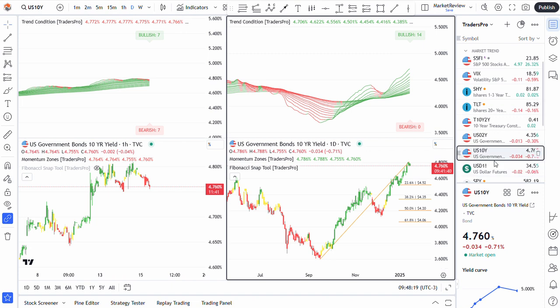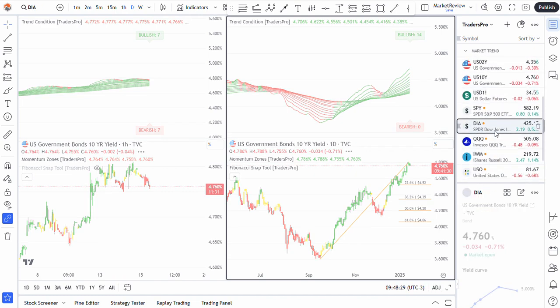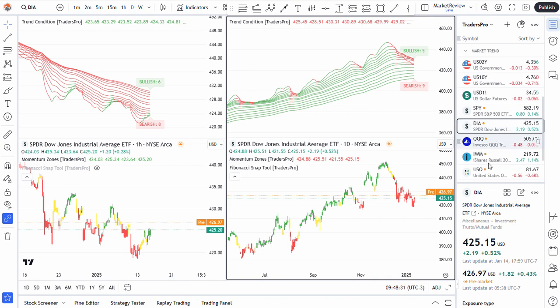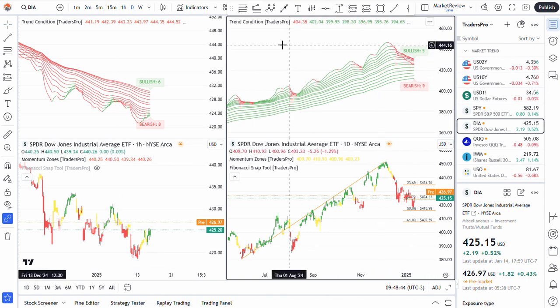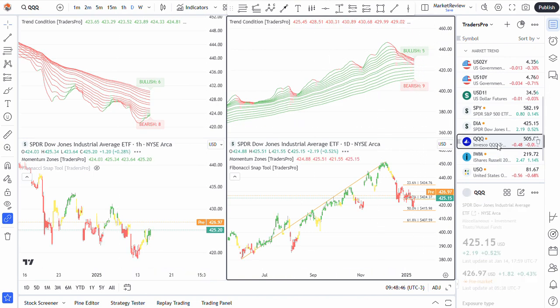U.S. 10-year Treasury also 4.76. So we're seeing the 2-year and the 10-year 4.35, 4.76, just about the same. So that flat yield curve currently. Let's take a look at the Dow Jones Industrial Average. We've got a pullback into that almost that 50% zone, and we're seeing some potential support locations that could hold up here across the board, around that 415 on DIA. That's the ETF for the Dow Jones Industrial Average.